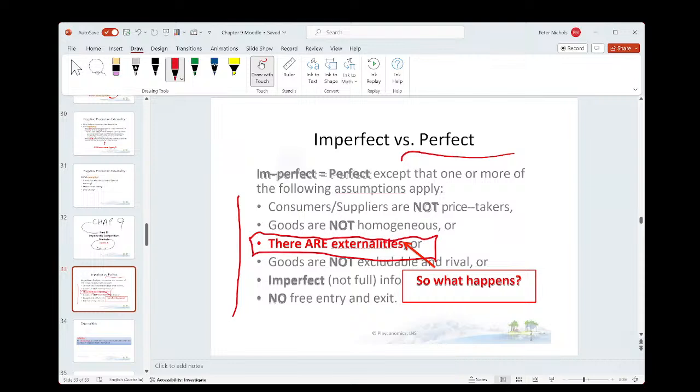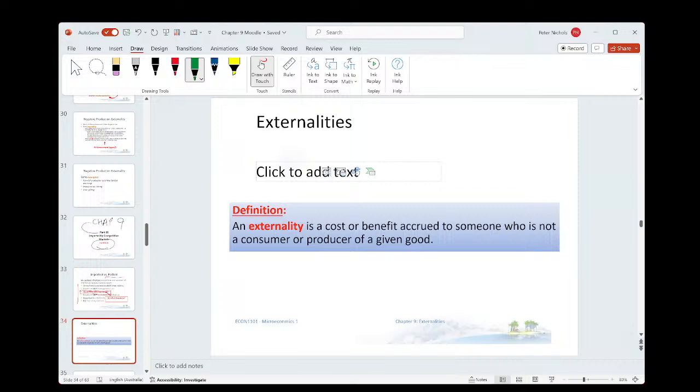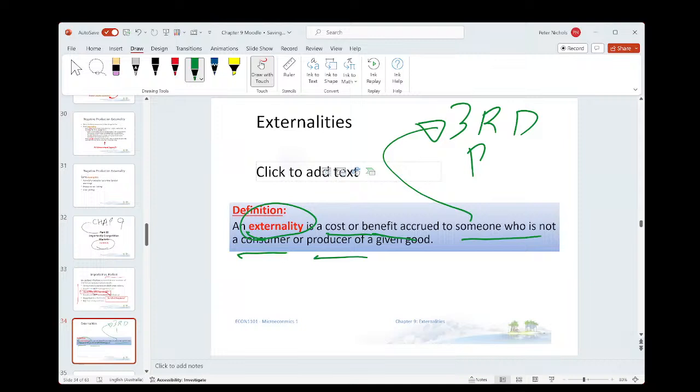We defined externalities this way the other day, just a little more quick revision. An externality is a cost or a benefit to someone who is not a consumer or producer. So someone who we could say is a third party, someone outside the transaction. Consumers being one party, producers or sellers being another party, and then someone else who is not involved in the transaction.